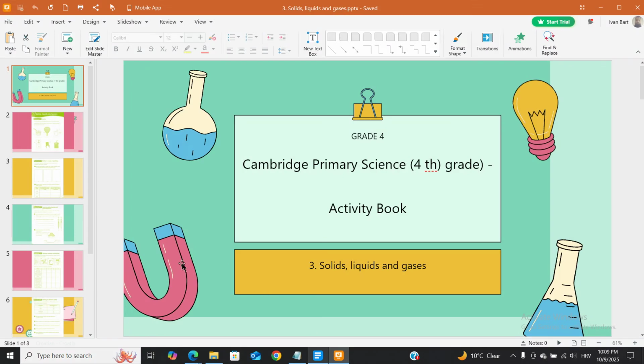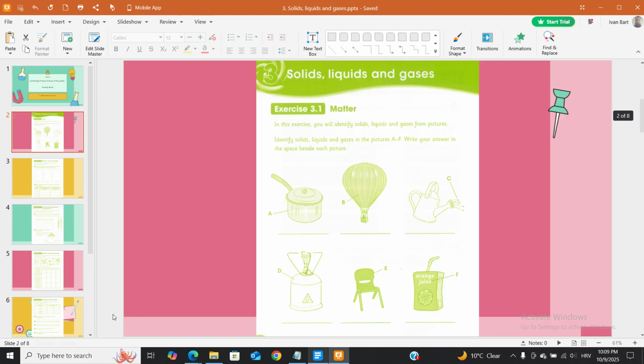Cambridge Primary Science, 4th grade, activity book. 3 Solids, liquids and gases. Exercise 3.1 Matter. In this exercise, you will identify solids, liquids and gases from pictures. Identify solids, liquids and gases in the pictures A-F. Write your answer in the space beside each picture.